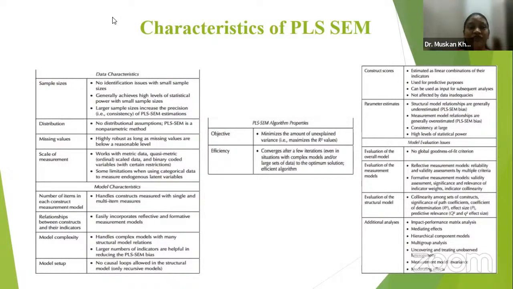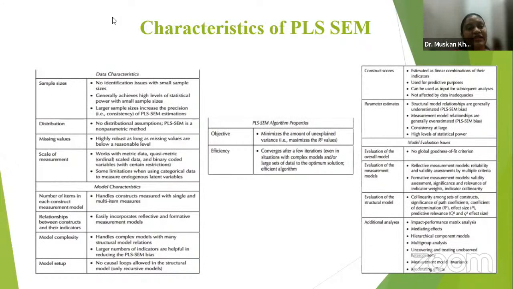In that case, I have to check whether my model fits perfectly with the 100 respondents, or whether to make a fit of that model I need 200 or 300 responses. To check this relationship, we have to check the global goodness-of-fit criteria, which is not in the PLS-SEM, but yes, there are certain tests which can be applied to check the goodness of fit when we use the PLS-SEM.